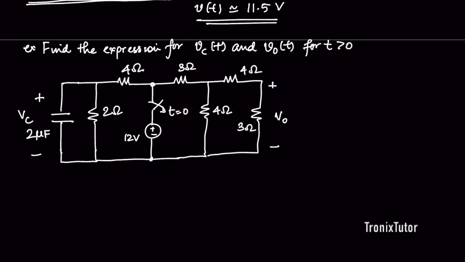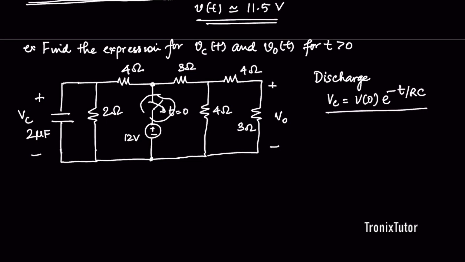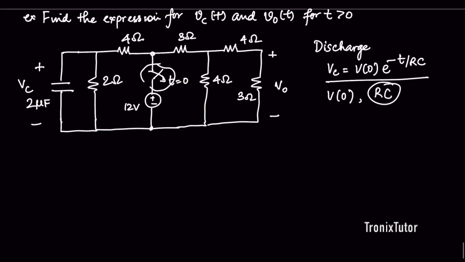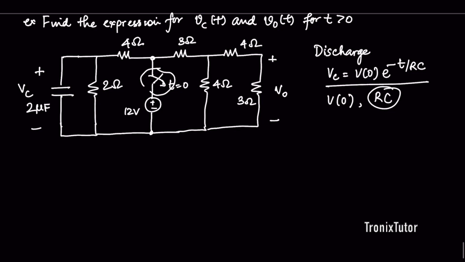Here you're asked to find the expression for Vc of t and V0 of t for t greater than 0. Let's first find out what is happening in the circuit. At time t equal to 0, I'm switching off the switch, in other words, I'm removing the power supply from the network. So I expect that this circuit is a discharge circuit. In other words, my capacitor voltage should be of the form V of 0 e to the power minus t by RC. The first step would be to find V of 0 and then estimate the time constant of the circuit. To find V of 0, I want to find the charge stored in the capacitor before the switch was turned off.